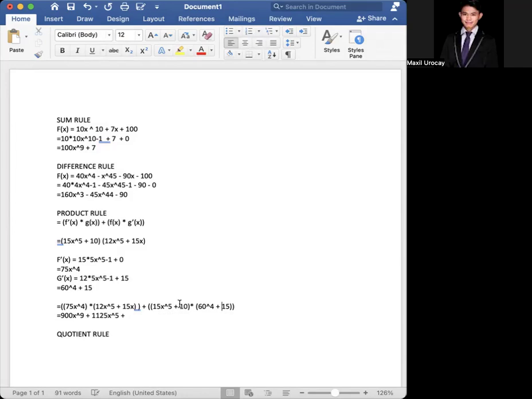Since these are 2 sets here, you will distribute this first here and this here, then 10 distribute here and then here. So let's actually do that. 15 times 60, that is basically 900x, so that is 5 and that is 4. So 5 plus 4, that is 9, to the power of 9.